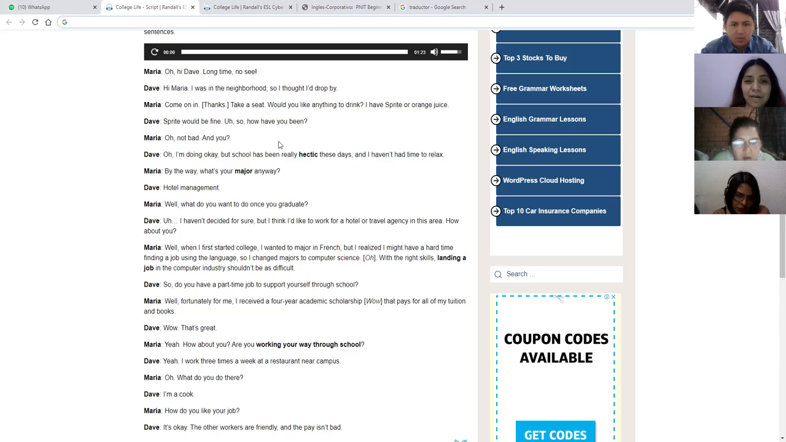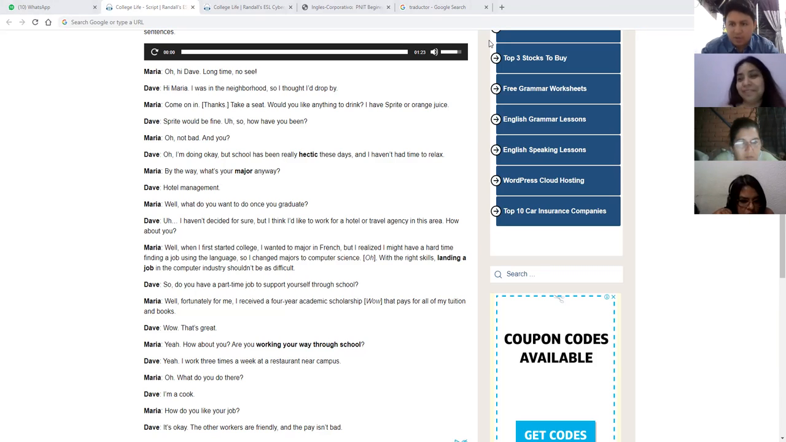To computer science. Okay, with the right skills. With the right skills, landing jobs in the computer industry. In the computer industry shouldn't be as difficult. Right? Yes, that's okay.